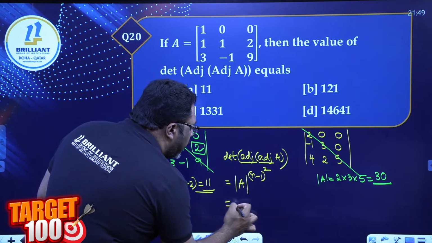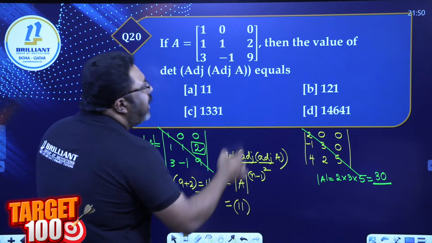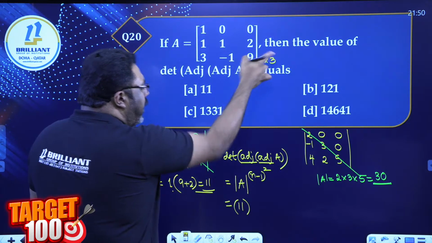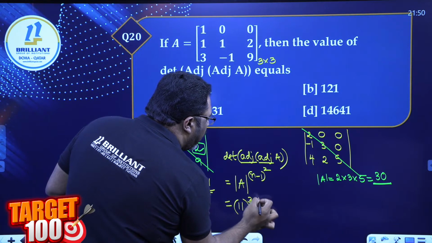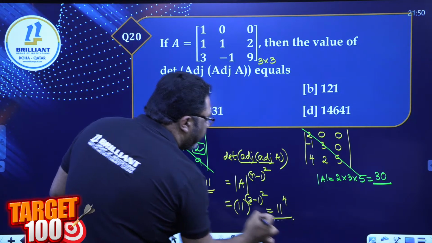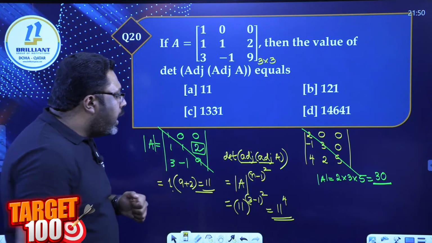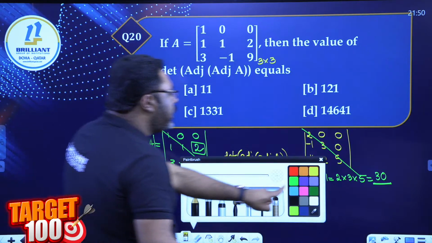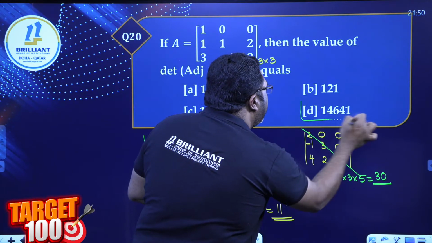So the answer is 11 raised to n minus 1. The order is a 3 by 3 matrix, so n minus 1 is 3 minus 1, which is 2. So it's actually 11 raised to 4. 3 minus 1 is 2, squared is 4. 11 raised to 4 is 14641. Option D.